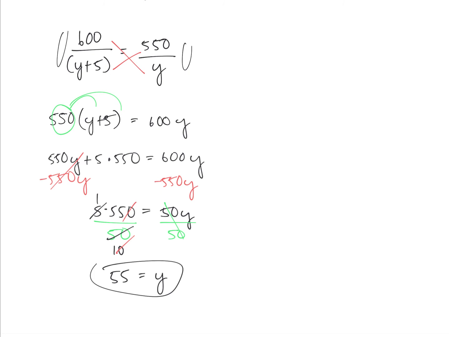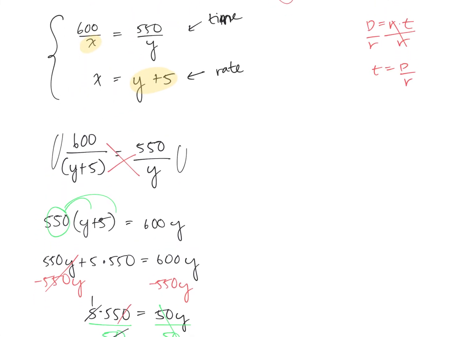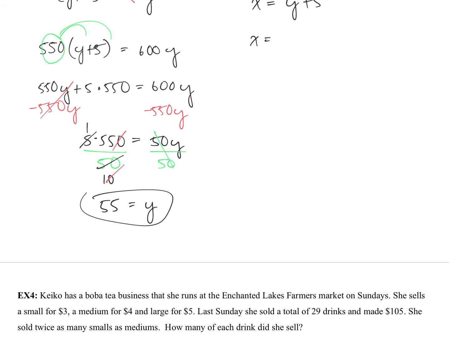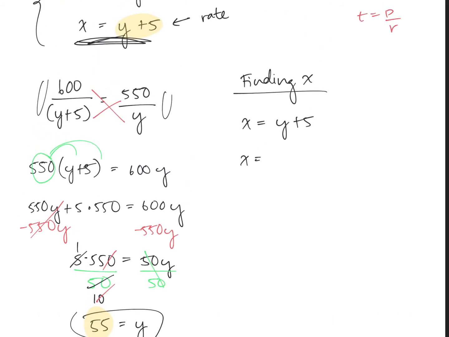So we need to find x. So how do we find x? Well, let's use this equation right here. x is going to equal y plus 5. x equals, what did y equal? y was 55. So that'd be 55 plus 5, which is 60.